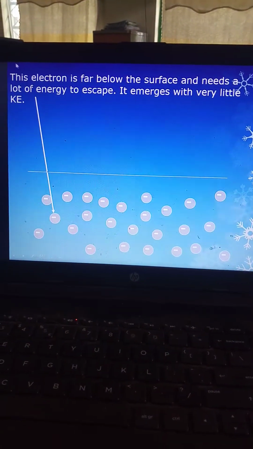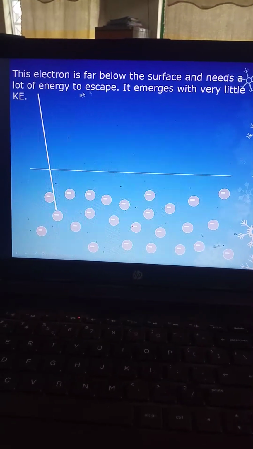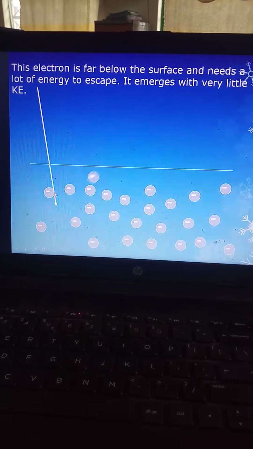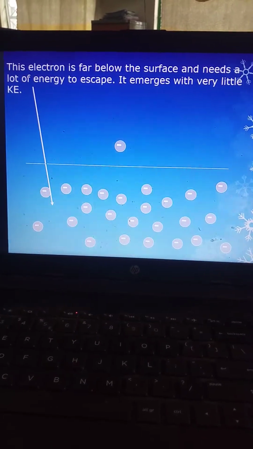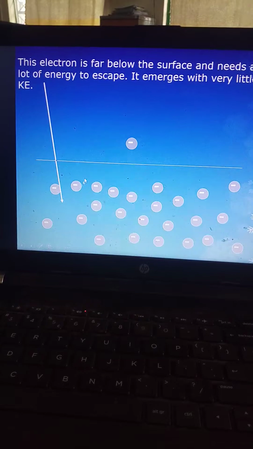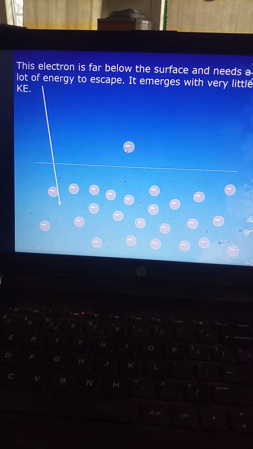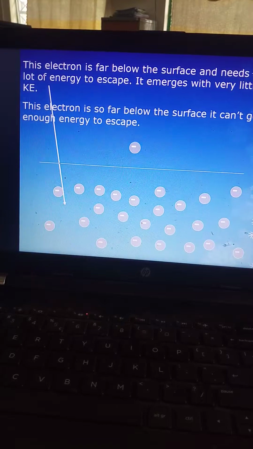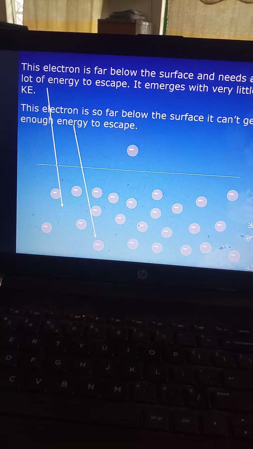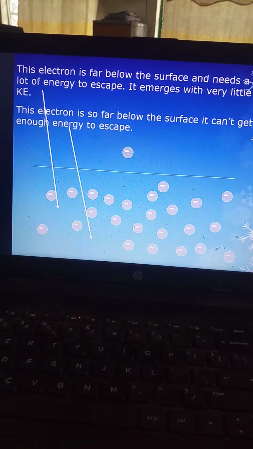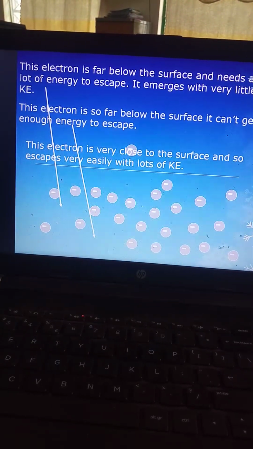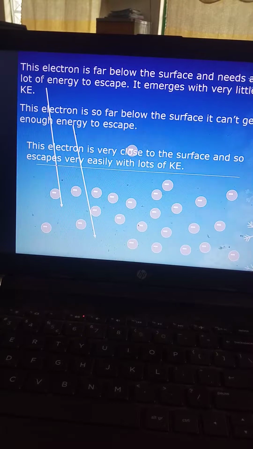This electron is far below the surface and needs a lot of energy to escape. It emerges with very little kinetic energy. So the energy the photon brings in makes an electron move from the position where it is to the surface, then move out of the surface. Yeah? This electron is so far below, and therefore it does not get enough energy to escape. This electron is close to the surface and escapes with lots of kinetic energy.